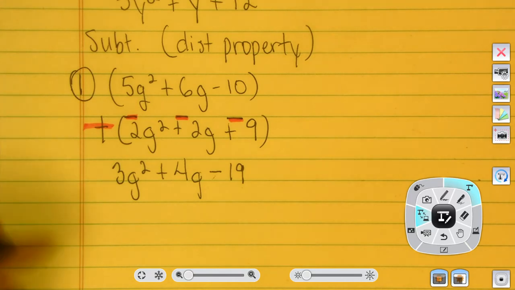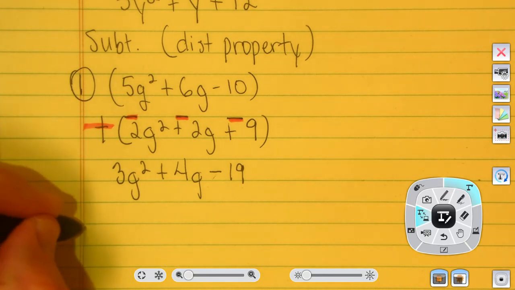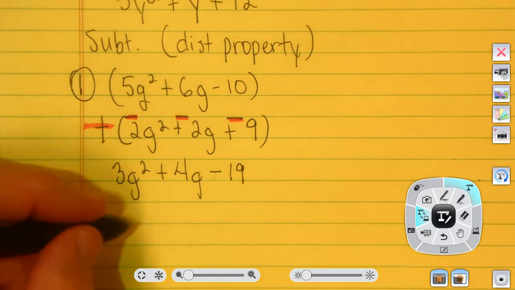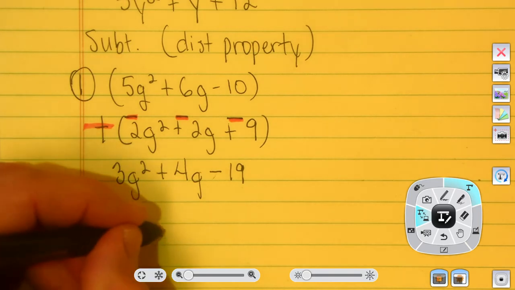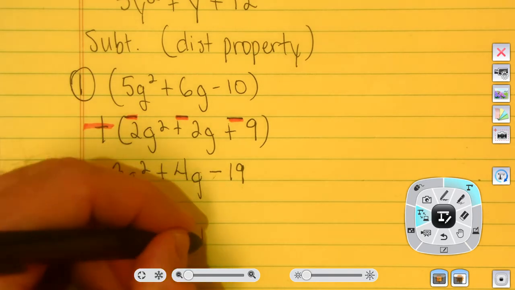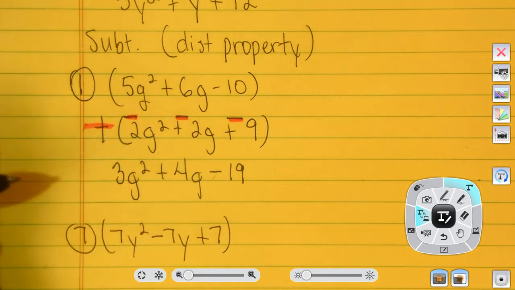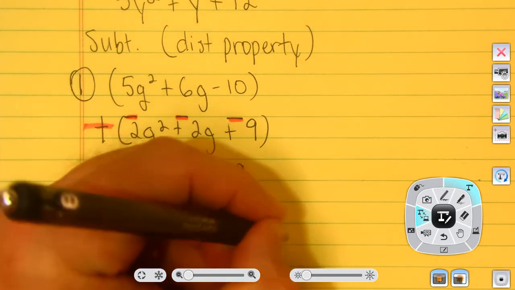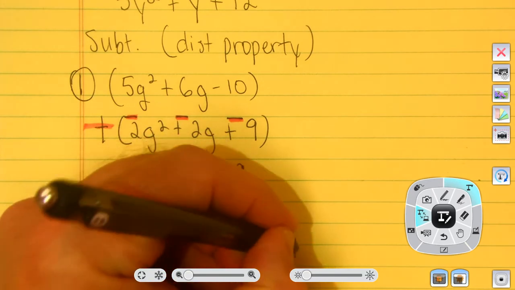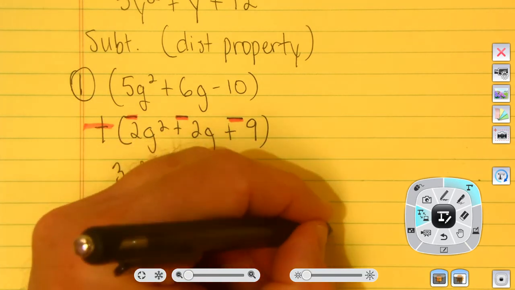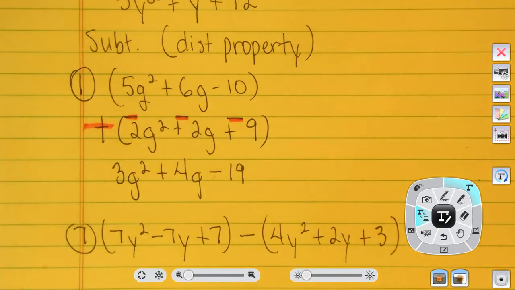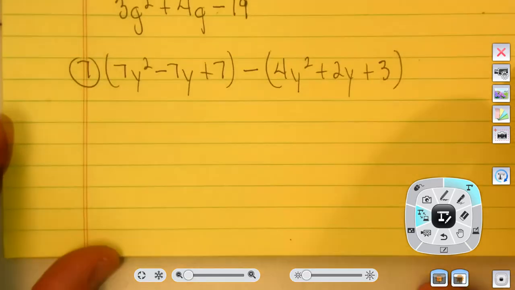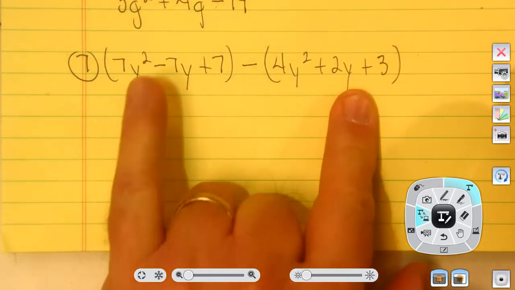Go straight down that column, and let's look at problem number 7. Still a subtraction problem, this time written horizontally. And so it's 7y squared minus 7y plus 7. Subtract 4y squared plus 2y plus 3. So now I've got 2 trinomials. I'm subtracting this trinomial from the first one.